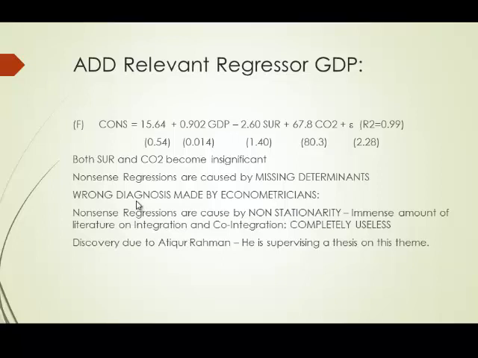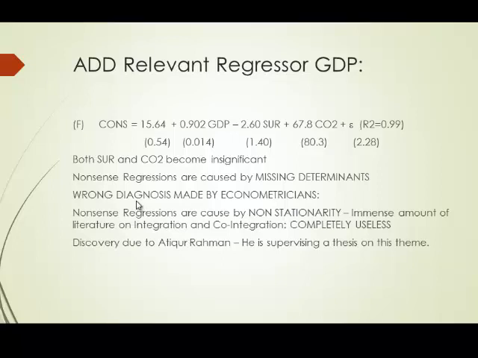Now this is something which is actually, I would say, a discovery of our Professor Atiqur Rahman here. And this is not at all understood. I mean, there's a whole theory. For 30 years, people have been talking about spurious regressions and nonsense regressions, and they have not understood. And this whole theory of integration and co-integration, this can all be thrown into the garbage. Because this theory was invented to explain why we see nonsense regressions.